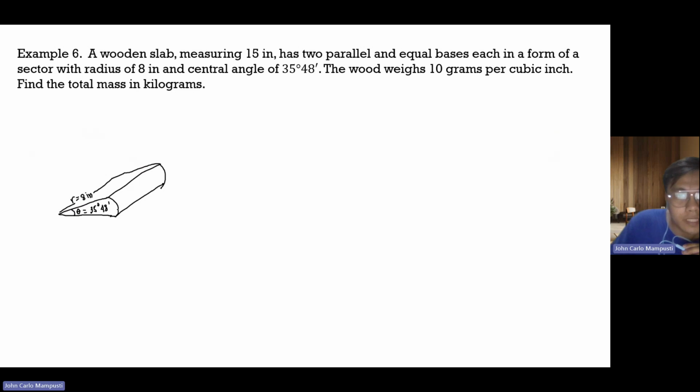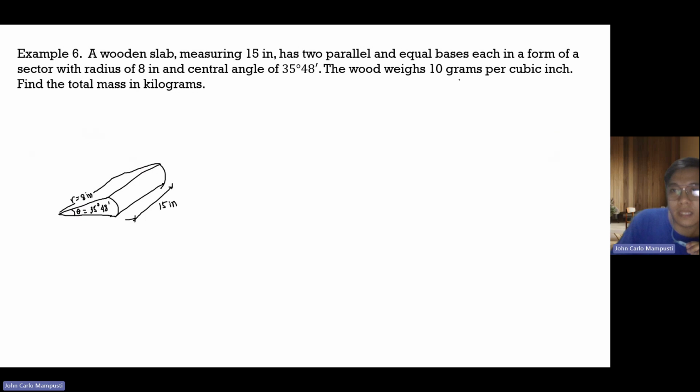So, ganyan yung itsura niya. Yung length natin dito is 15 inches. So, ang tanong dito, we're going to find the mass. Okay, bago natin kunin yung mass, of course, we all know we need to compute first yung volume natin.